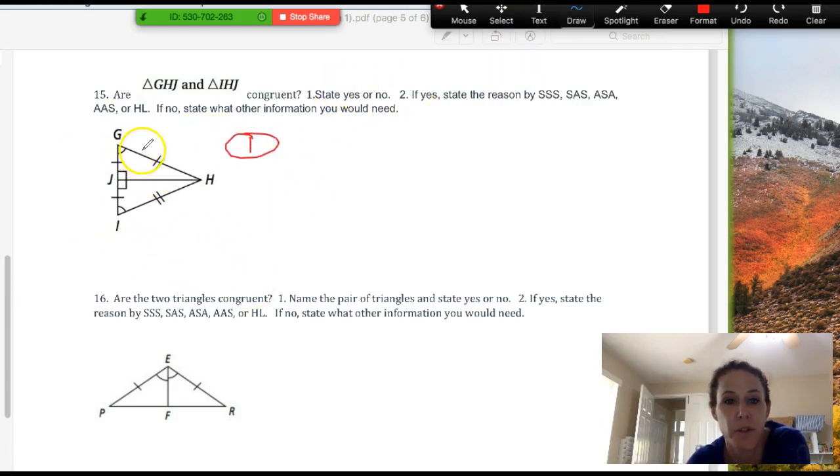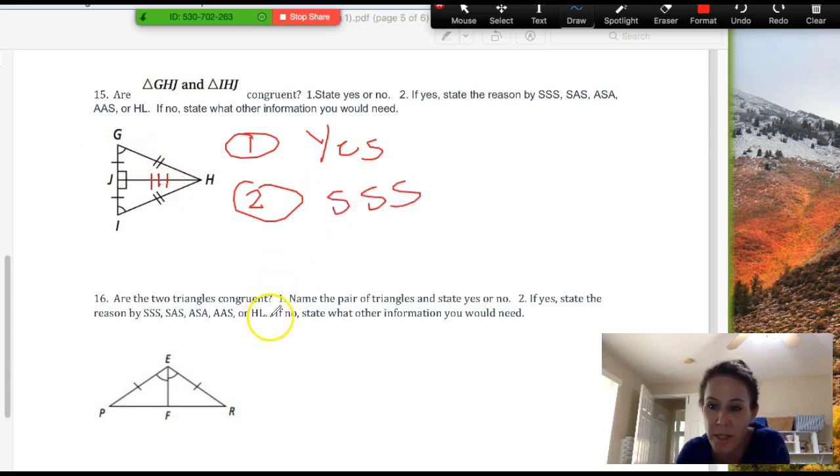Well, let's observe. We have this side congruent to this side congruent to this side. It is a right angle. I have these angles congruent here. So I have a lot of ways I can prove these triangles are congruent. I could go side, side, and I know this side would be congruent to itself because it's the same side. So I'm going to say yes, these are congruent. And what are the reasons they're congruent? Well, right here, side, side, side would be a reason. This one has multiple reasons. Just give me one. Side, side, side works.